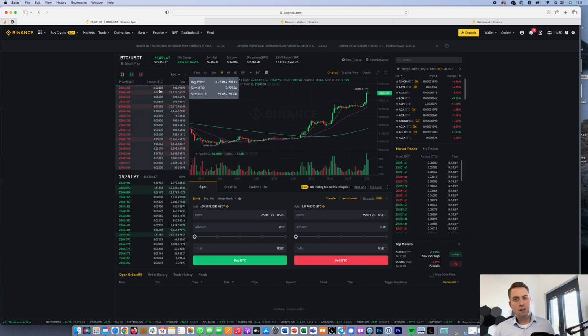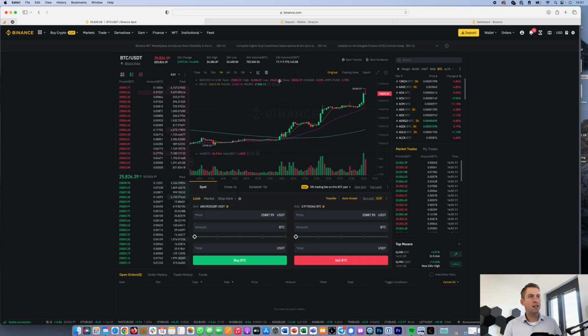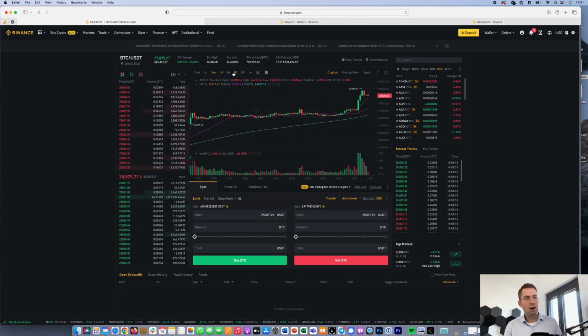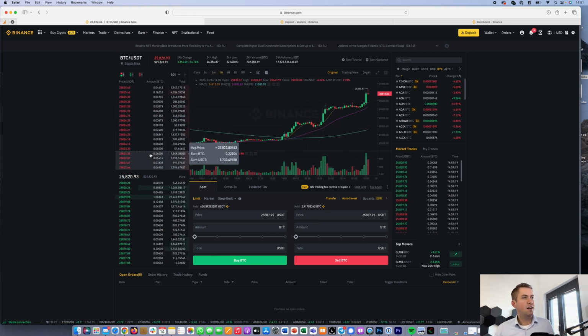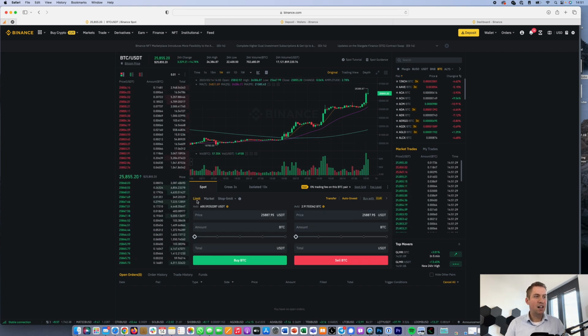Spot trading is also fairly straightforward, and that's basically the price chart here. One candle is 1 hour. You can change that to 15 minutes, 4 hours, 1 day, 1 minute, or however you like. And we have the order book here in red, all the sell orders, and in green, all the buy orders. And then you select spot here, and then you can either do a limit or a market order.